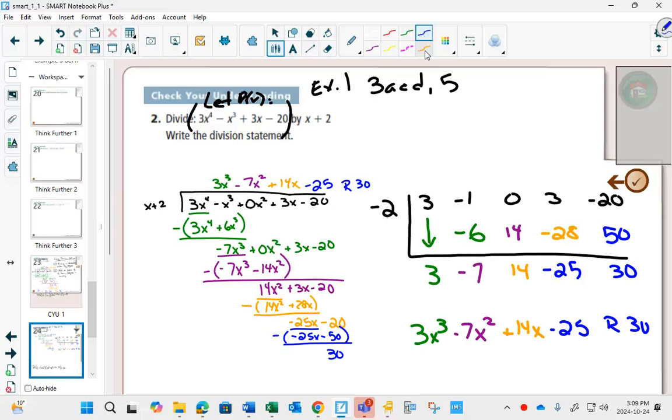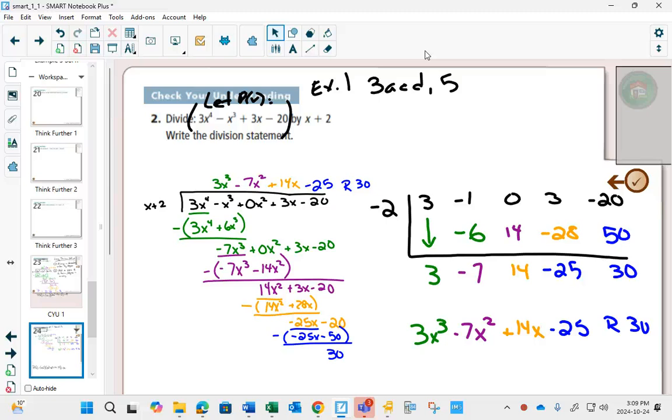This method is only going to work if you're dividing by something that's x plus or x minus. If I would take this same thing and decide to divide by x squared minus 3, you'd have to use long division. Or 3x minus 5, you'd have to use long division. I noticed that you used the 2 from x plus 2, but you made it negative. Why is that? That's a great observation.